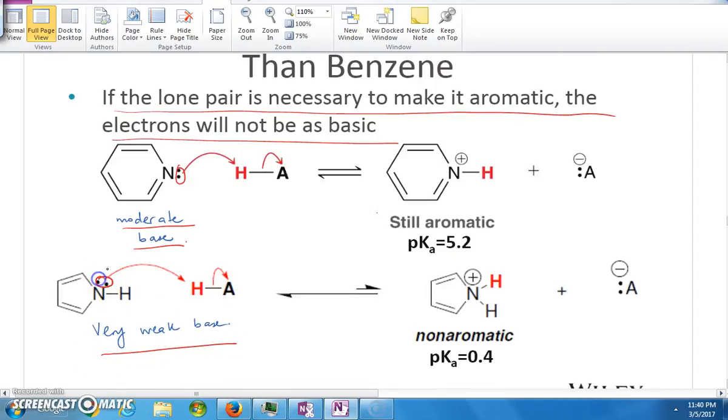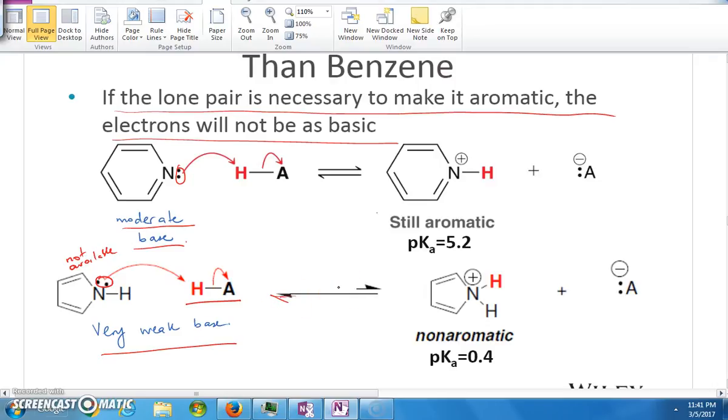This lone pair of electrons is not available. The reason is that it is used to help the molecule become aromatic. And because it's a very weak base, even if it were to pick up a proton, it's going to make a very, very strong acid which is non-aromatic, and so the equilibrium is going to lie towards the left. It's going to go backwards.